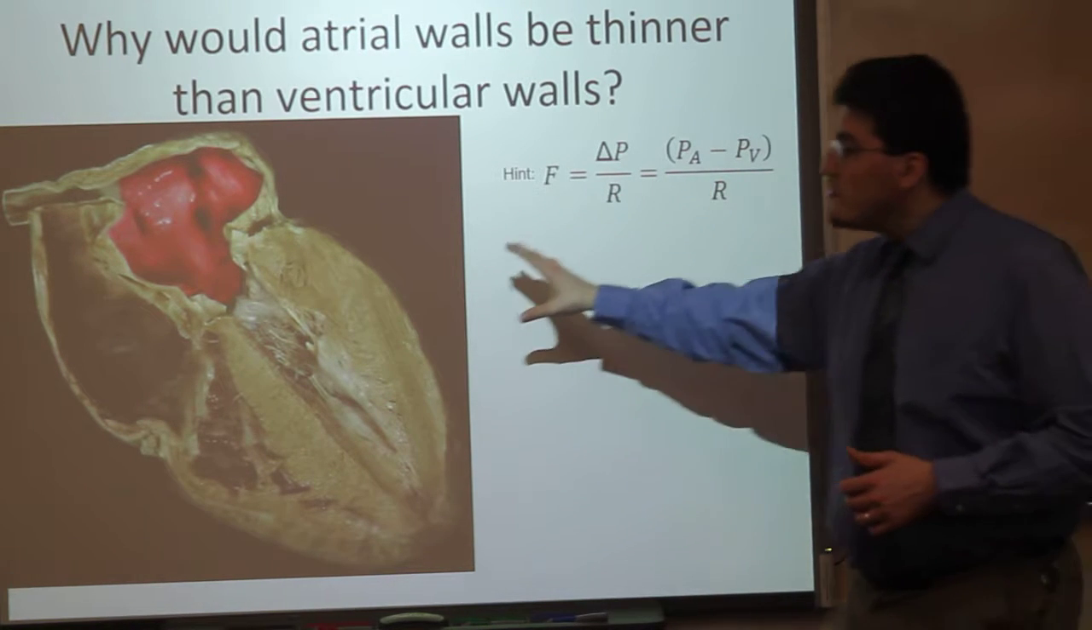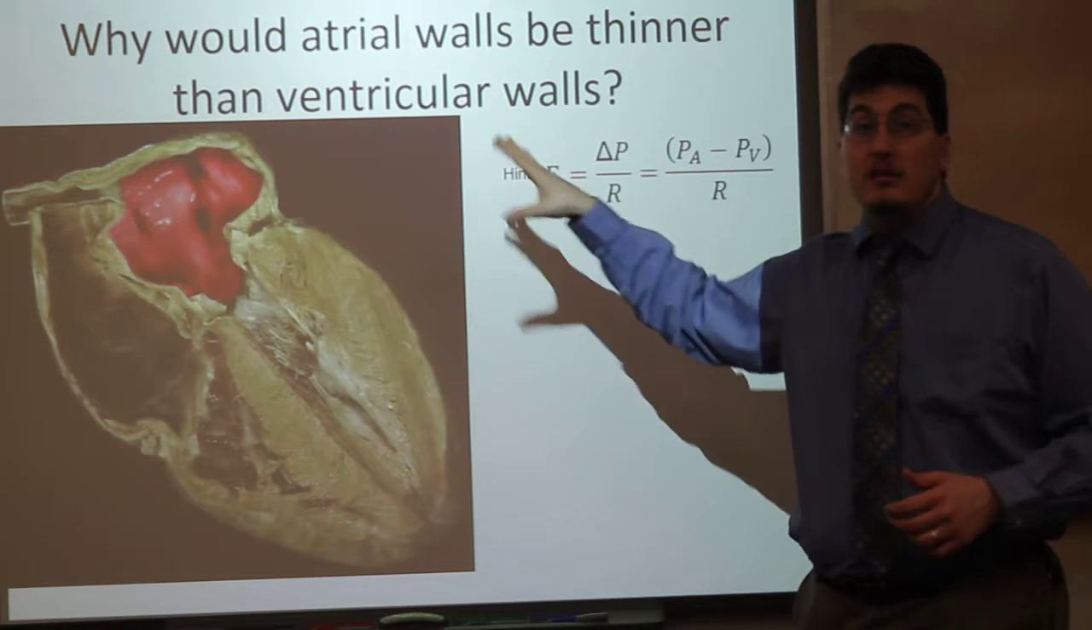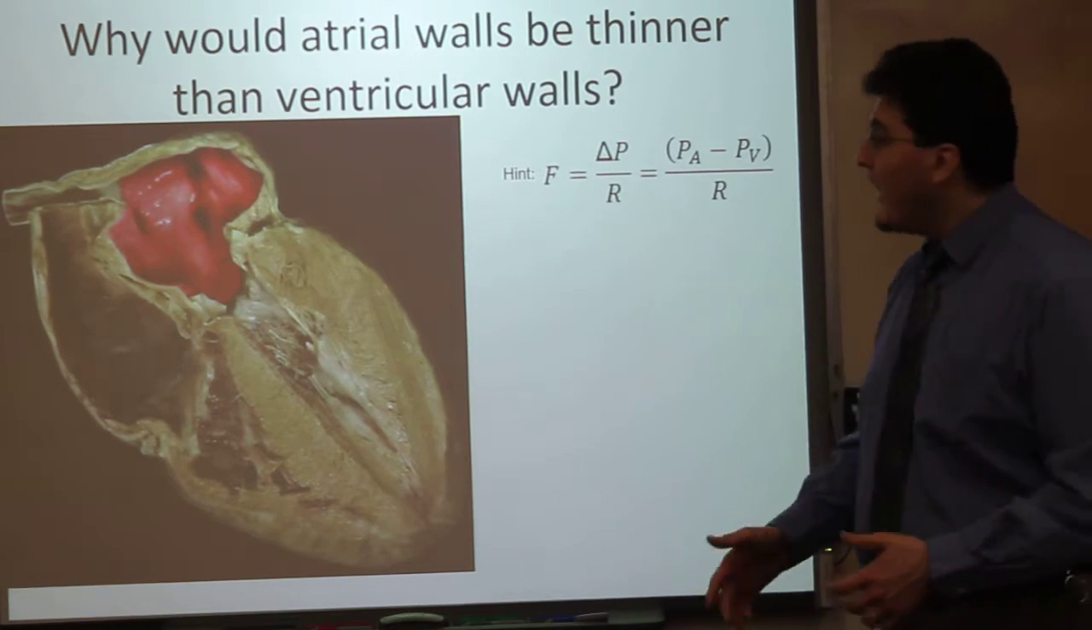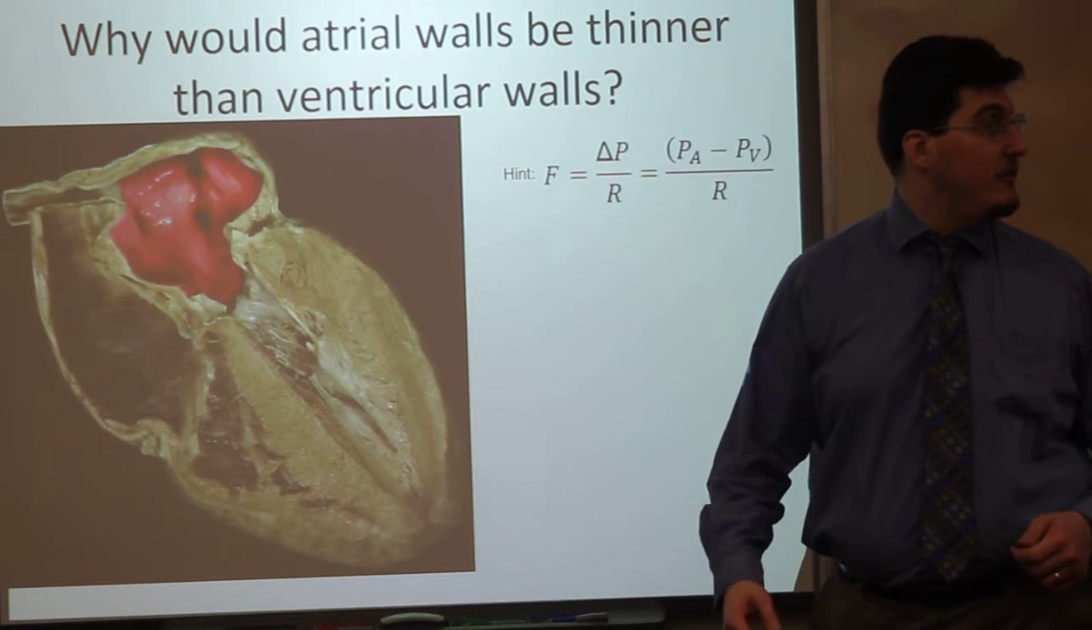So these ventricles have to overcome a lot of resistance in the systemic and pulmonic circulations, but the atria do not need to overcome that same level.